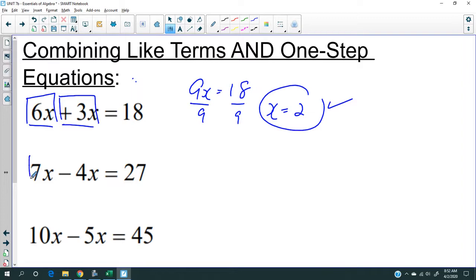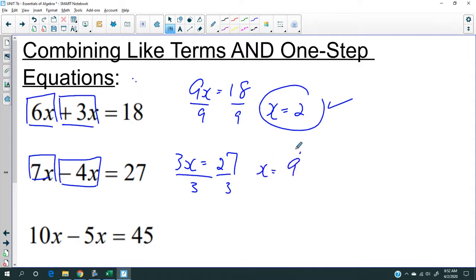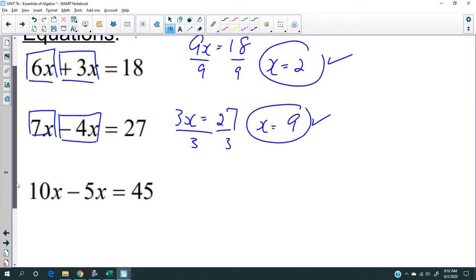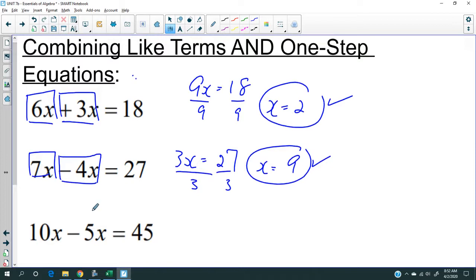Let's do one more. Same family. So that's 3x equals 27. Again, divide by 3, and there you have it, 9. Now try this last one on your own, because that's all the questions I got for you. So press pause and try it. Okay, here we go.